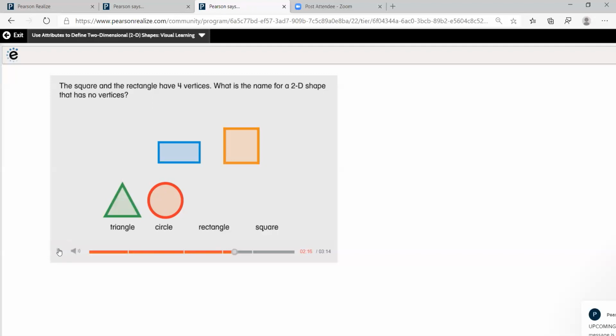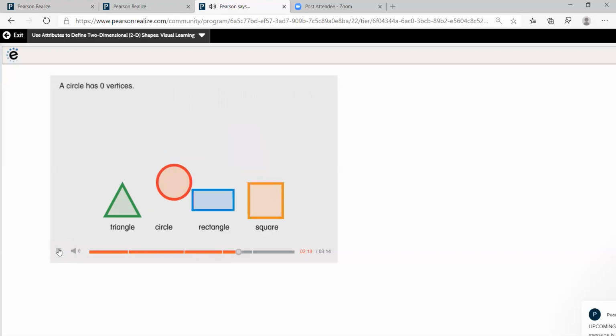What is the name for a 2D shape that has no vertices? Can you find a shape on this page that has no corners? A circle has zero vertices. The circle is completely round. There are no corners.